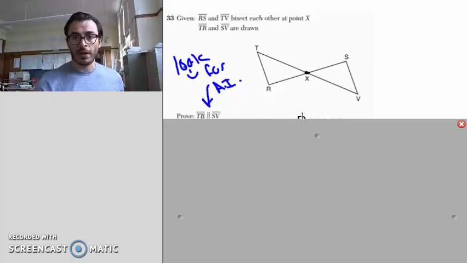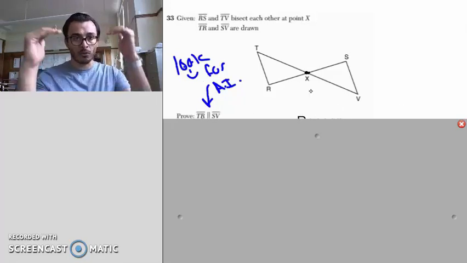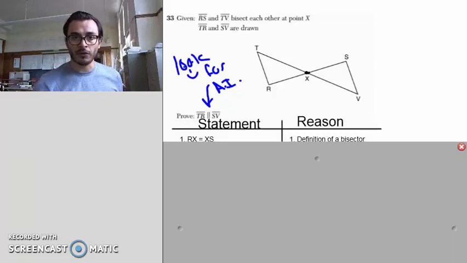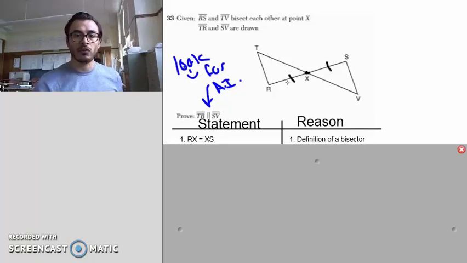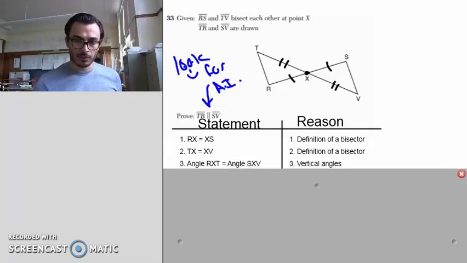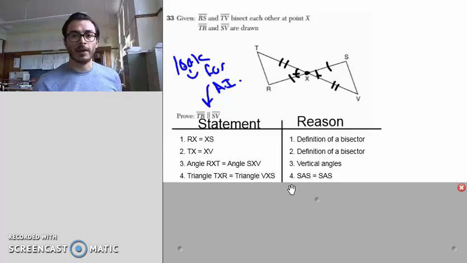So let's look for alternate interior angles, and we have to go through the proof to show that we have a pair of alternate interior angles. My first statement is RX is congruent to XS, and that's the definition of a bisector. X is a midpoint. And then we can also say TX is congruent to XV. Same reason, definition of a bisector. And then we got vertical angles. It's actually not a very tough proof. So now you know the triangles are congruent by side angle side.